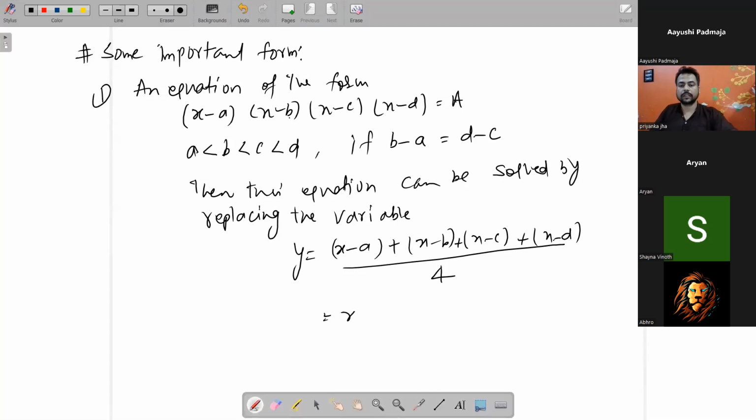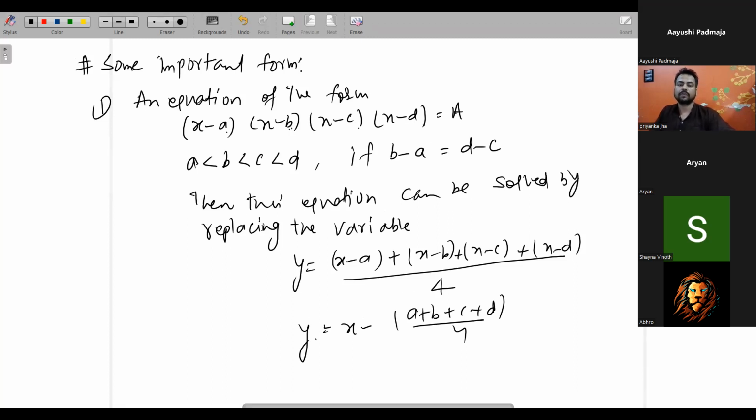So you can write this as y equal to x minus a plus b plus c plus d by 4. This is how we'll get it if you have this kind of equation, and we have a, b, c, d in order, and if b minus a equal to d minus c, then we have to replace x by this thing, y. That y will be x minus a plus b plus c plus d by 4, and then we'll replace x by y plus this thing, and then we can easily solve it. Note it down. You have to remember this as well.